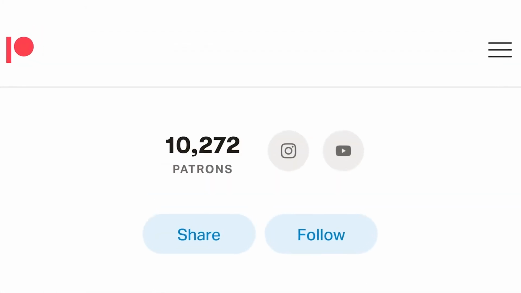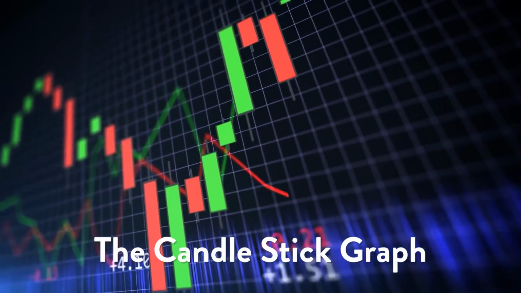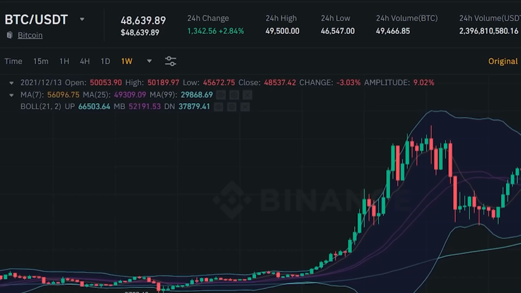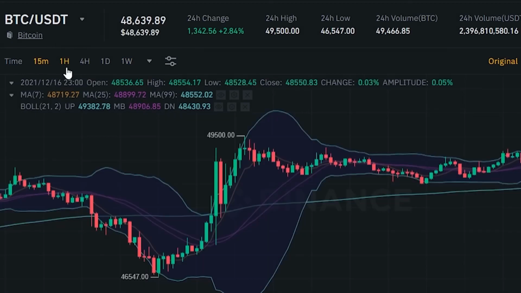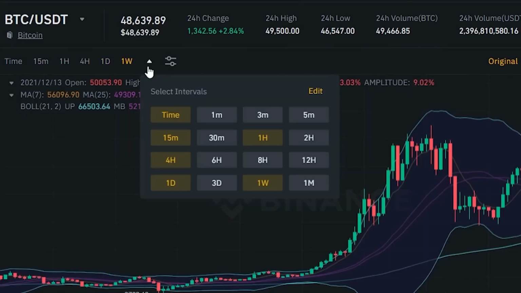The first indicator that I want to talk about is the candlestick graph. It's one of the most popular ways of looking at how prices change. This tells us a lot more about the supply and demand for an asset than a simple line graph ever could. Candles can be set to show price changes per minute, per hour, or per day, and this is beneficial depending on how frequently you trade.